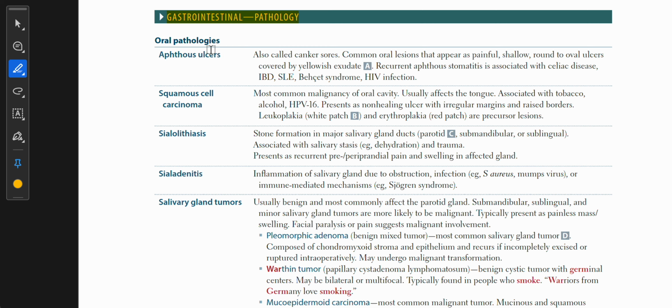So we begin with oral pathologies. Any deformity or deviation from the normal physiological features in our oral region is oral pathology. Obviously there are certain conditions like aphthous ulcers, squamous cell carcinoma, and sialolithiasis. Everything that has sialo in it is of the salivary gland: sialolithiasis, sialadenitis, and then salivary gland tumors.